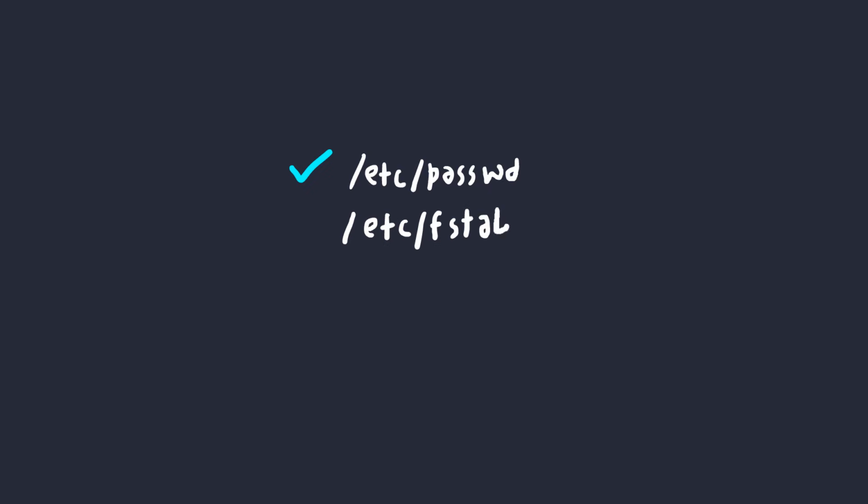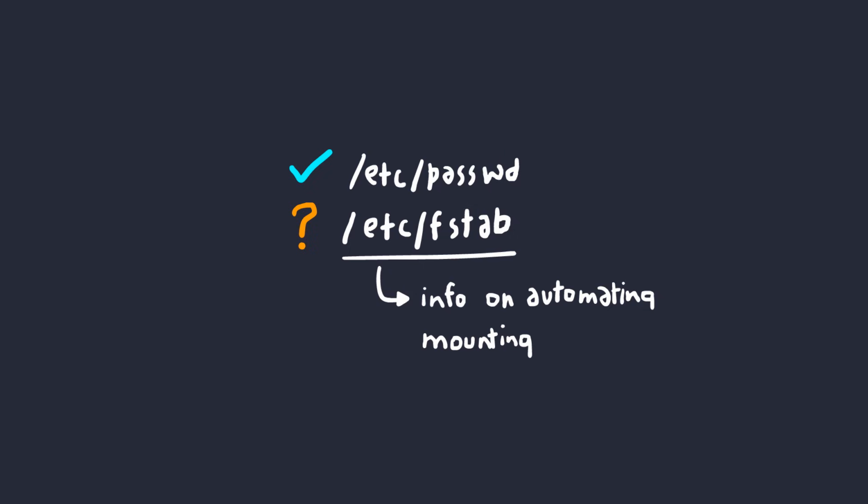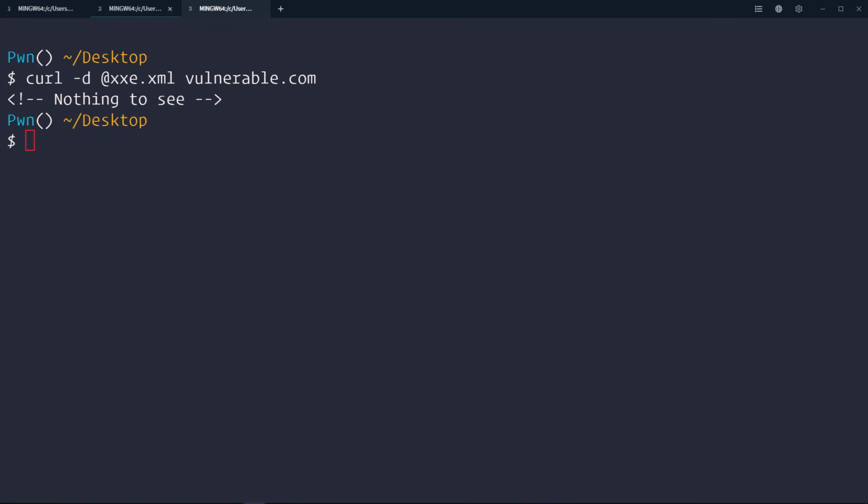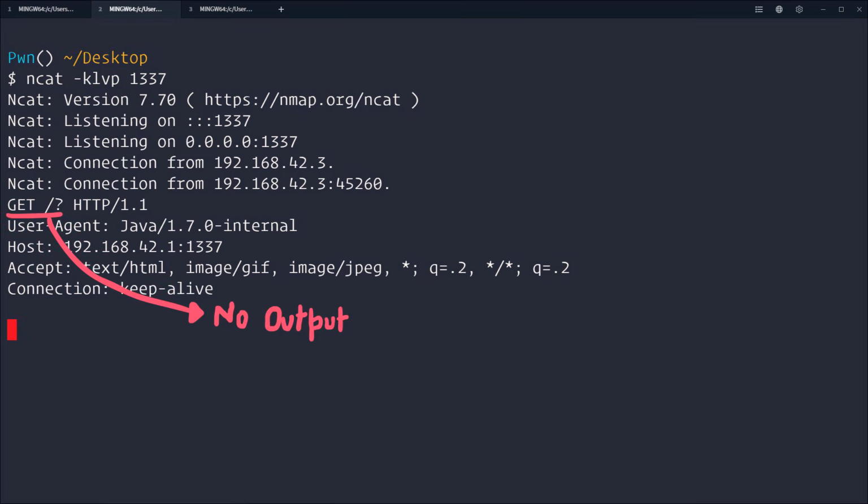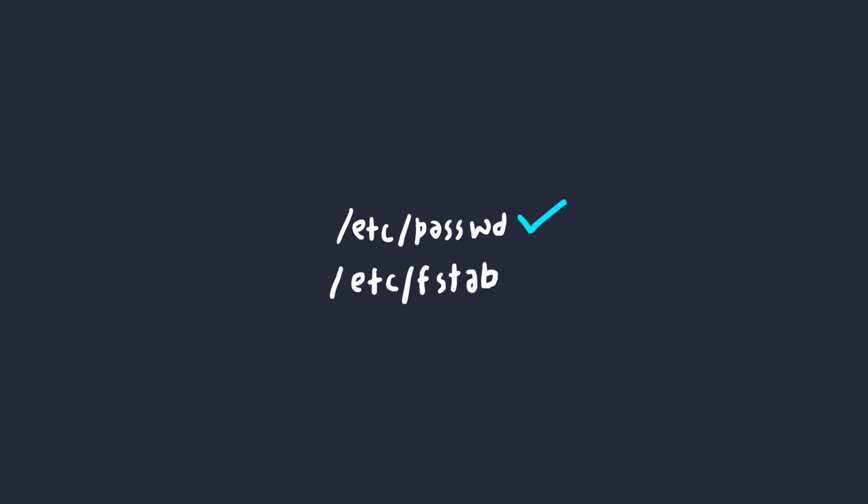Alright, now that we know how to exfiltrate the passwd file, let's try the same with some other file, like /etc/fstab maybe. It's just a file which contains the necessary information to automate the process of mounting partitions. Let's give this a shot. It didn't work. What happened? As you saw, we didn't change anything except the file name. It worked with /etc/passwd, but not /etc/fstab?